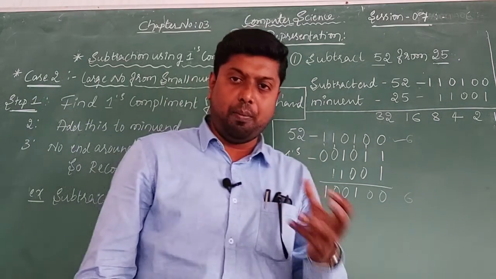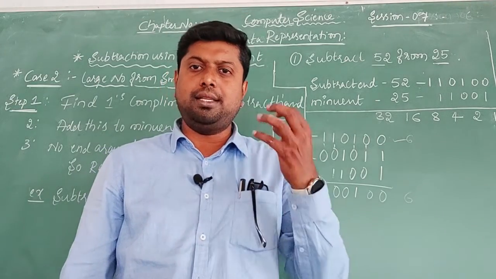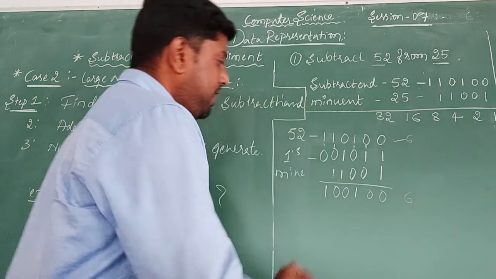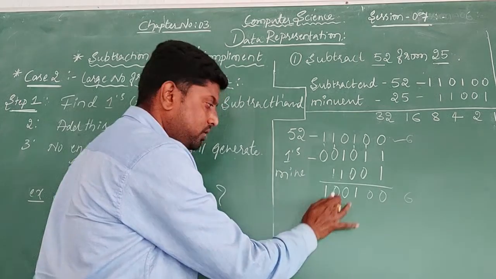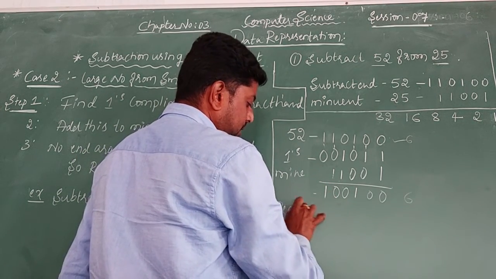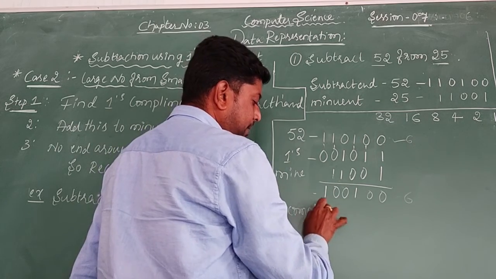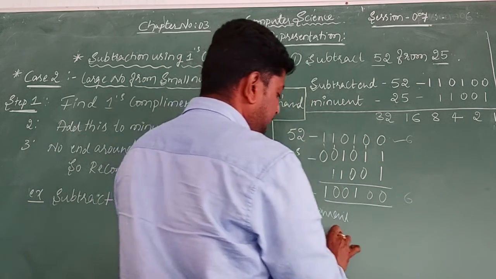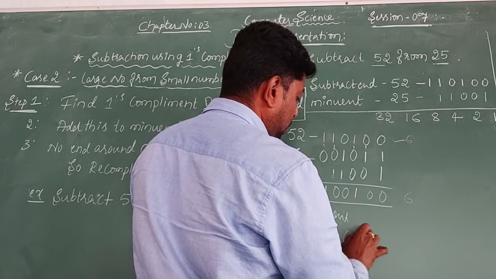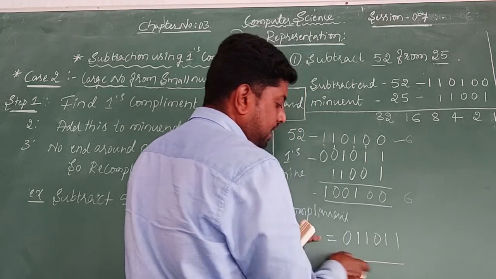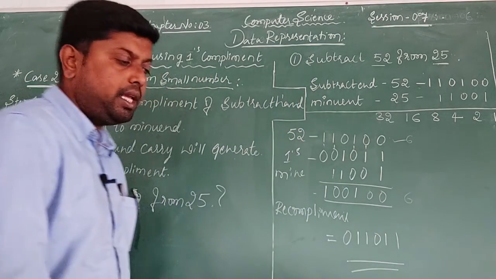Then how to recomplement? Recomplement is nothing but again doing the ones complement of the result. See, we are getting this as a result. So like that, again we have to recomplement. So consider the recomplement. Then this answer should be 01111. This is the answer.